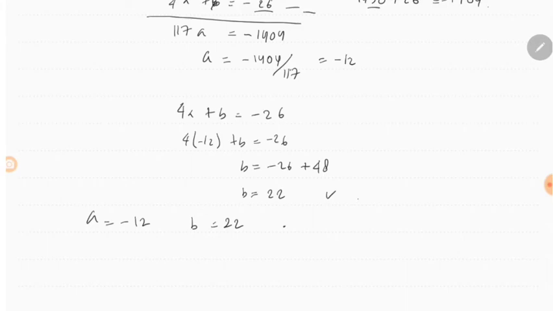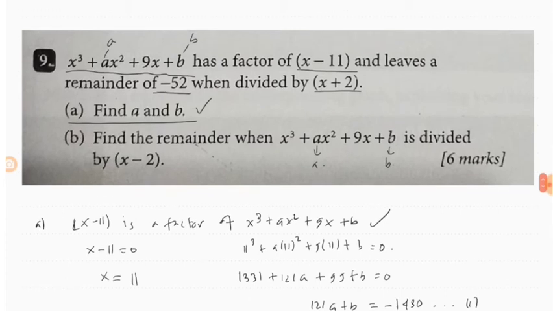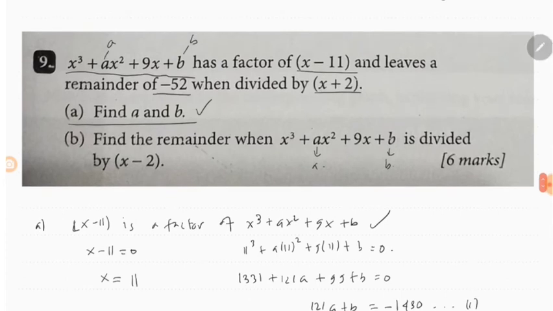Now we try to answer B. So basically this equation you already got, right? With a equals negative 12, it becomes x cubed minus 12x squared plus 9x plus 22.